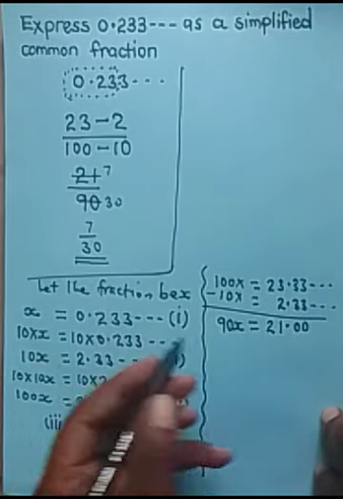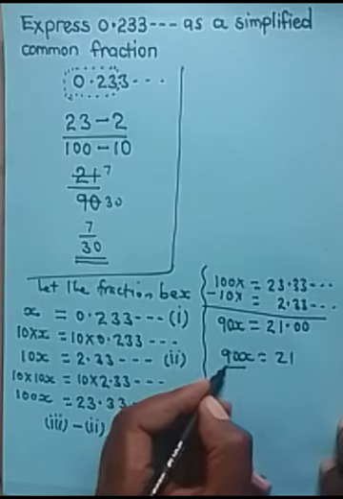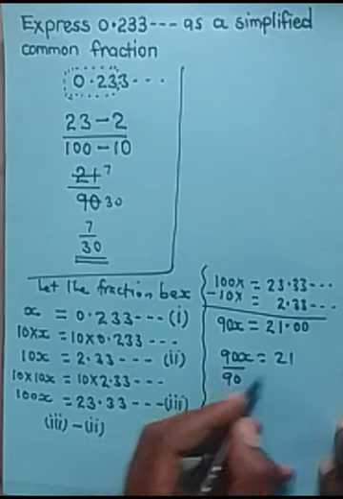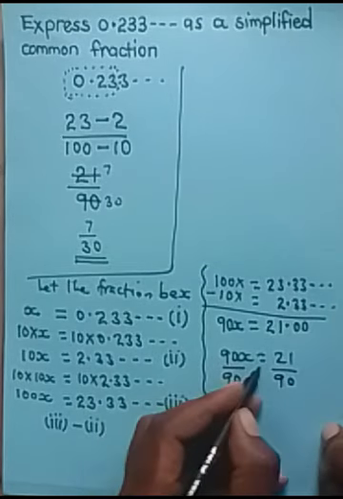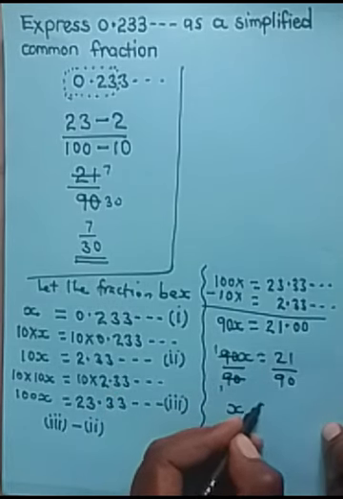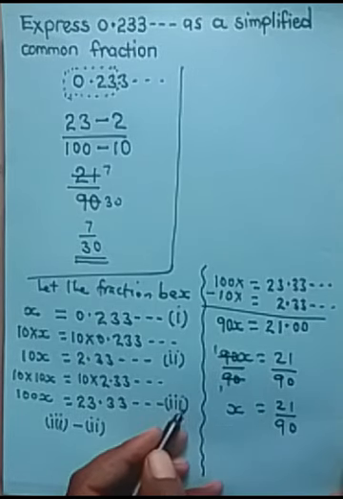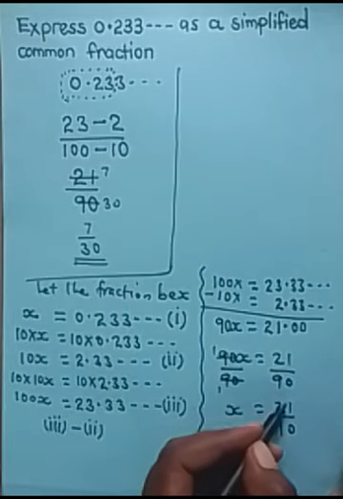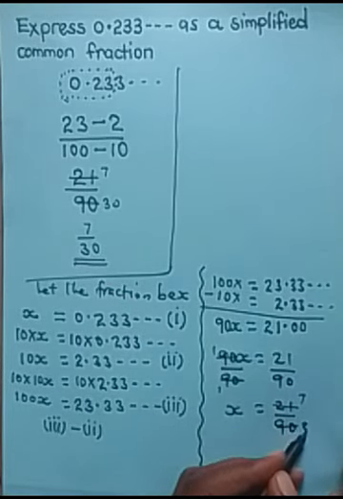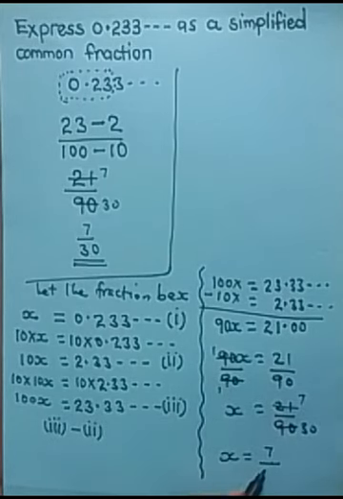Now we have only 0. Any number minus 0 is that very number. So we have 90x is equal to 21. Divide both sides by the coefficient of the unknown, which is 90. So the value of x is 21 out of 90. We can still reduce like we did here, by 3: 7, by 3, 30. So the value of x is 7 out of 30.